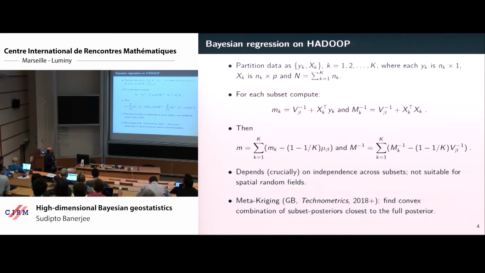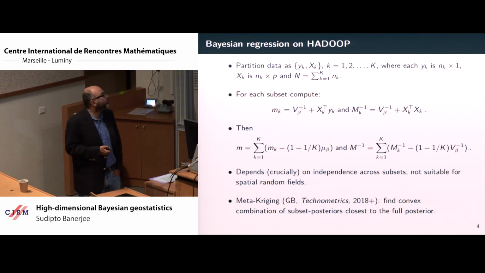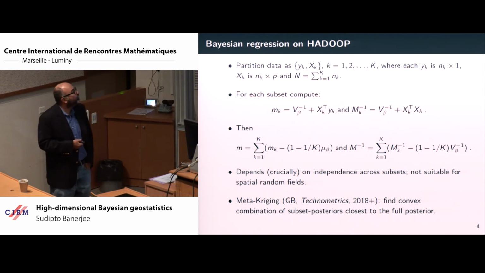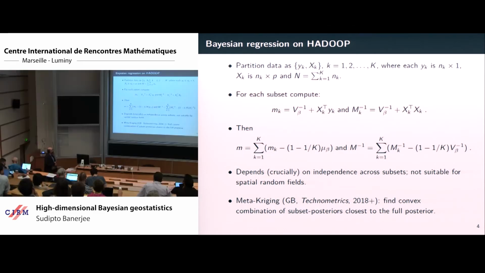So there is a line of work on what happens if this is dependent, and how this simple idea can be extrapolated to spatiotemporal or spatial statistics. I have a paper with one of my former students, Raj Gohniagi, in Technometrics, where we attempt that. The idea is to calculate the posteriors from each subset and look at a convex combination of these subset posteriors closest to the full posterior.